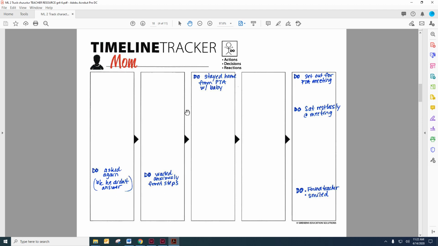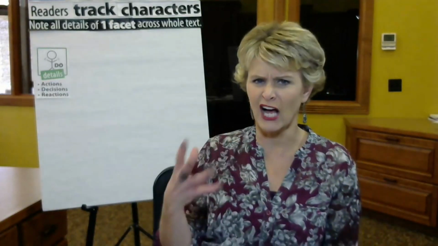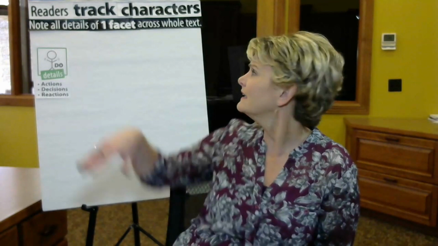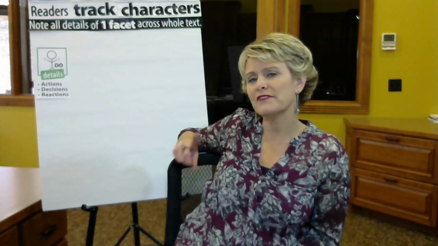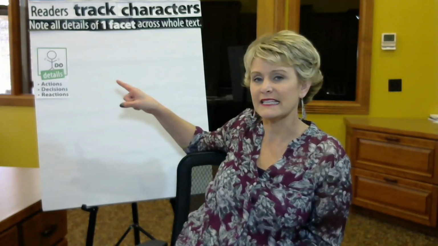She waited on the steps. She stayed at home with the baby. She went to the meeting. She sat restlessly at the meeting, and she smiled at the teacher. That doesn't tell me a whole lot about the character of the mom. But I know the author developed her. He just did it with different kinds of details.